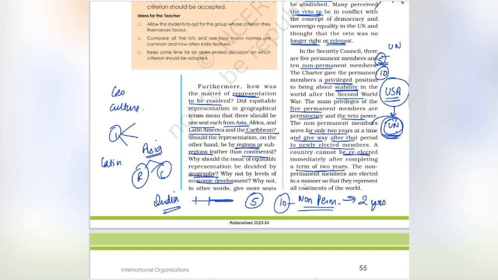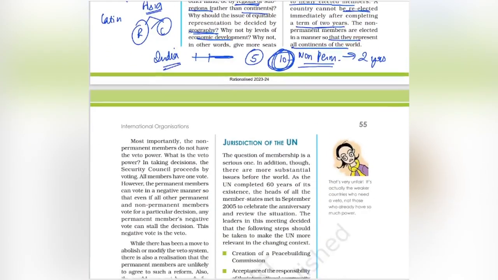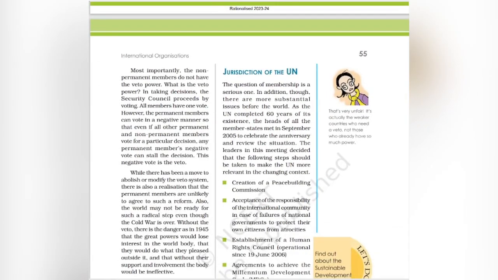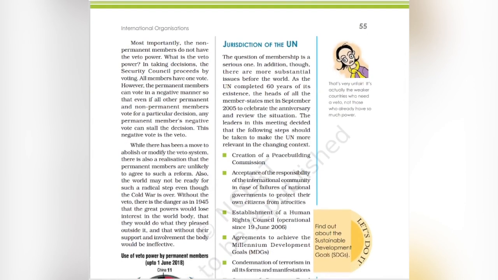The non-permanent members are elected in a manner so that they represent all continents of the world. So these 10 members are elected on the basis of representation, right? That means all the countries of the world should be equally represented. Most importantly, the non-permanent members do not have the veto power. That is the only problem. Everyone is crying for this veto power only.